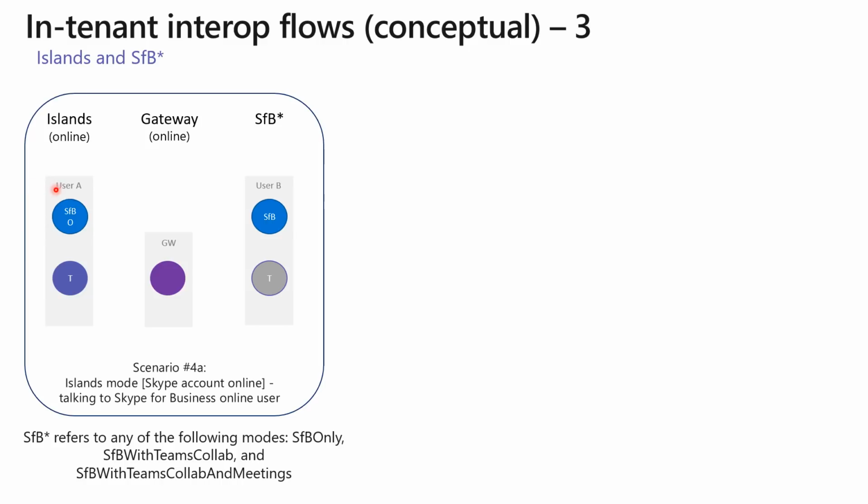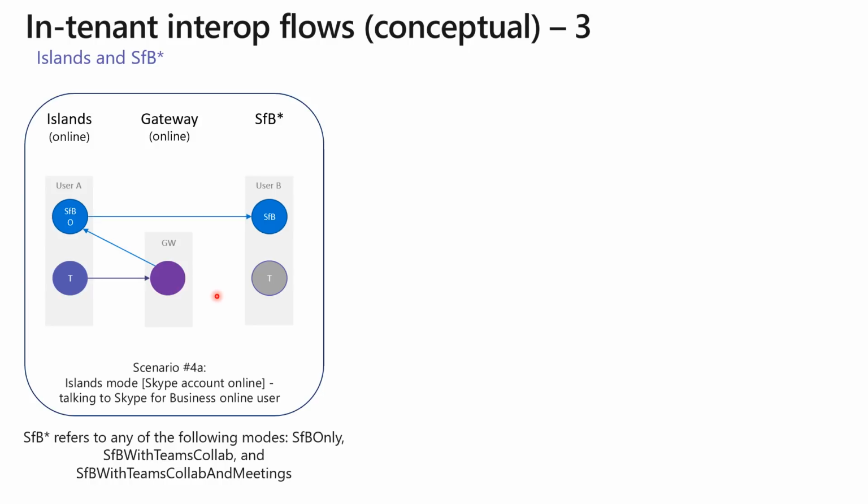So here's user A. They are in islands. They have a Skype for Business online account. They of course have a Teams account, right? And they are using both applications with all features available. User B, in this example, has a Skype for Business account. They do not have a Teams account because they're in one of the SfB star modes, so they don't have any chat or calling capabilities inside of Teams. And of course, we do have our gateway here.